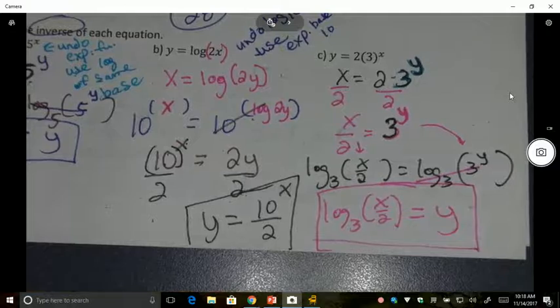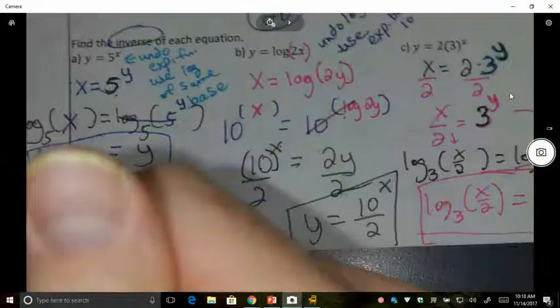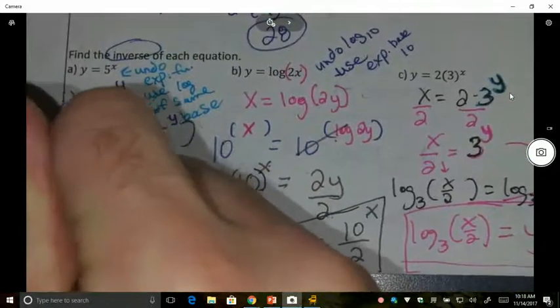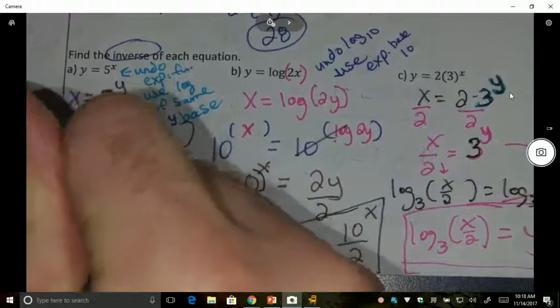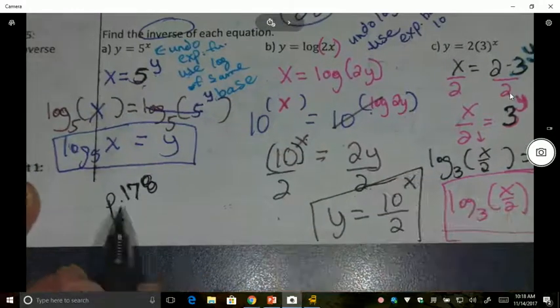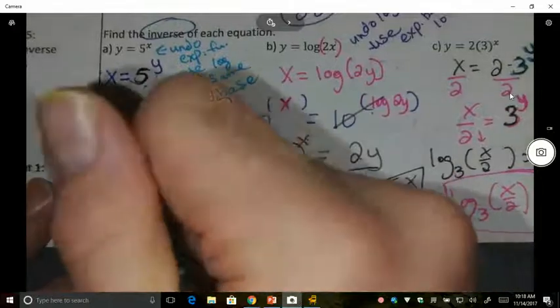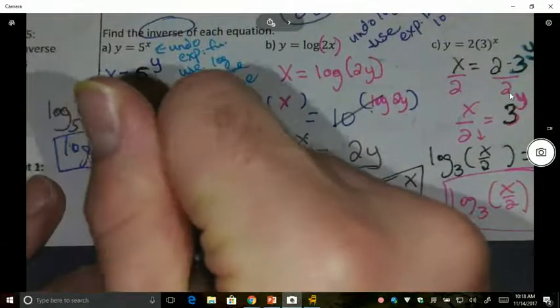Your practice tonight comes from page 178. Most of them are going to be real simple. There will be a couple you'll have to use the calculator for. The other ones you want to try to do without the calculator. You're doing 1 through 27.